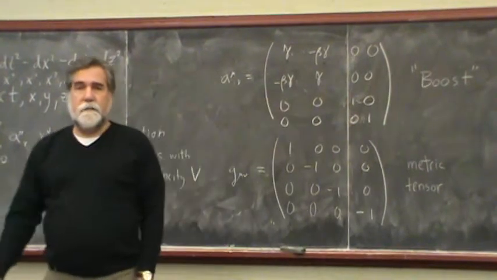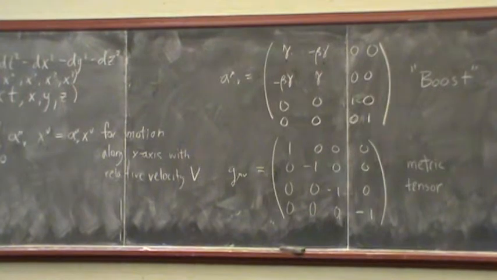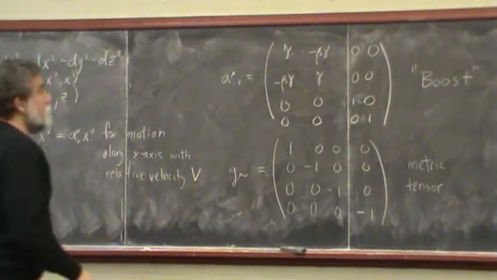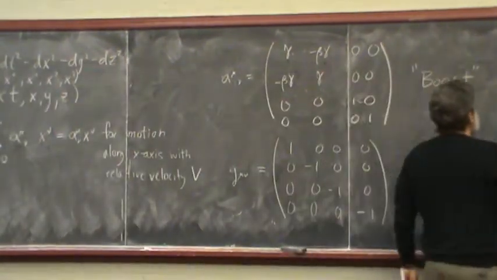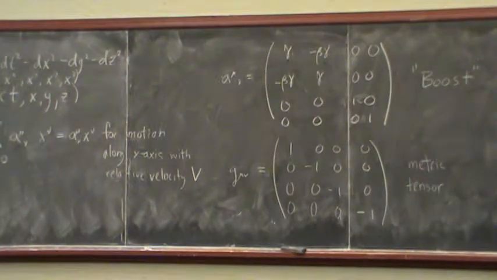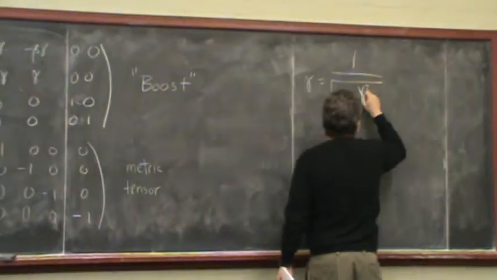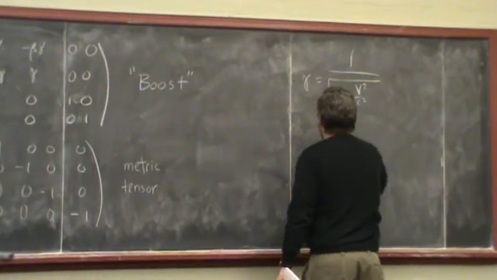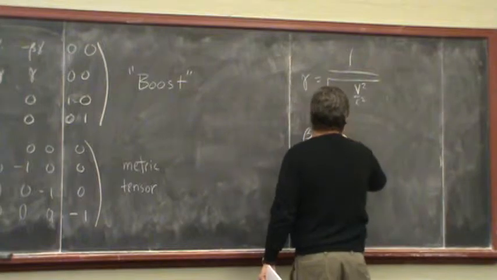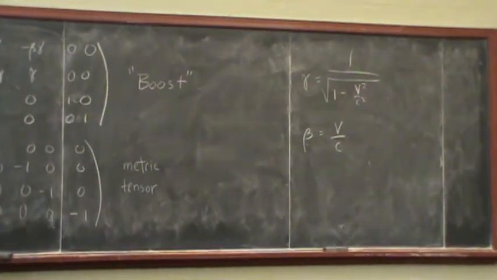Yes. Did you say you were going to come back and define the betas later? Oh, yeah, I better. I was wondering what those were. So gamma is 1 over the square root of 1 minus v squared over c squared. And beta is equal to v over c. Thank you for asking.